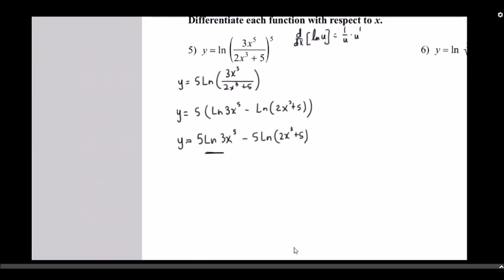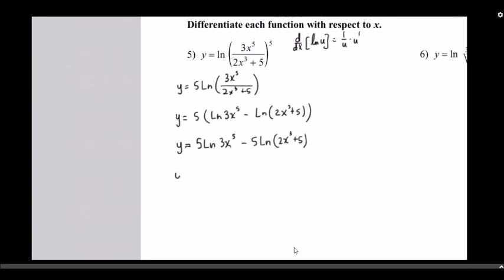So we're going to take the derivative separately. We have a left side and a right side. So now if we take the derivative of this natural log expression, it's going to be 1 over u, or 1 over 3x to the 5th, times u prime, which is going to be 15x to the 4th. Now we can look at this side here, so it's going to be minus 5 times, now we can do the derivative of this natural log expression, which is 1 over u, or 1 over 2x to the 3rd plus 5, times u prime, which is 6x squared.